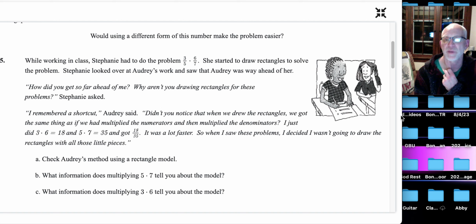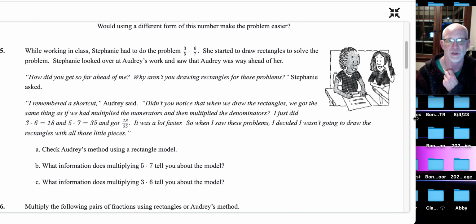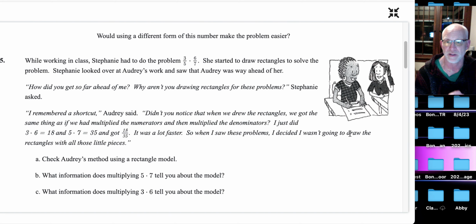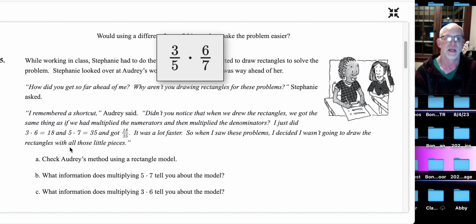"Did you notice that when we drew the rectangles, we got the same thing as if we multiplied the numerators and then multiplied the denominators? I just did 3 times 6, the numerators, is 18, and 5 times 7, the denominators, that's 35. So I got 18/35. It was a lot faster. So when I saw these problems, I decided I wasn't going to draw the rectangles with all those little pieces."